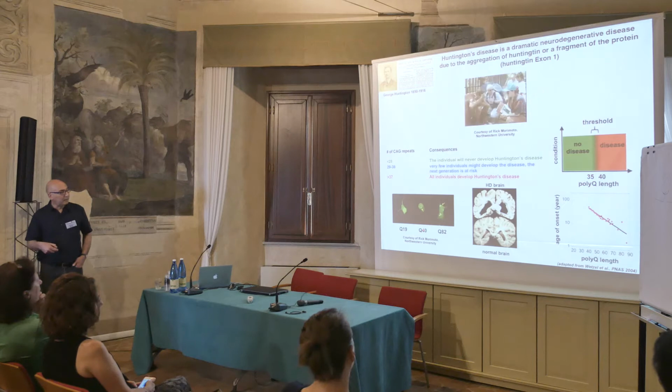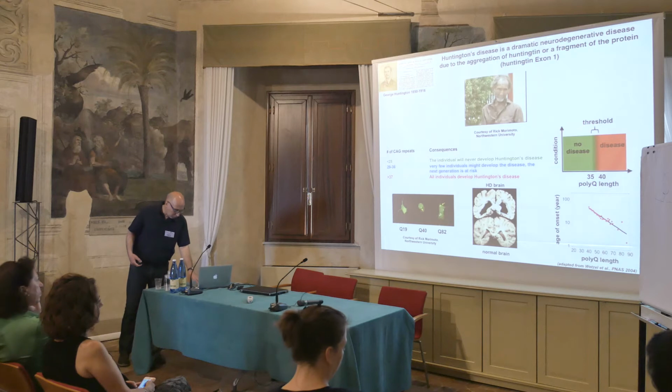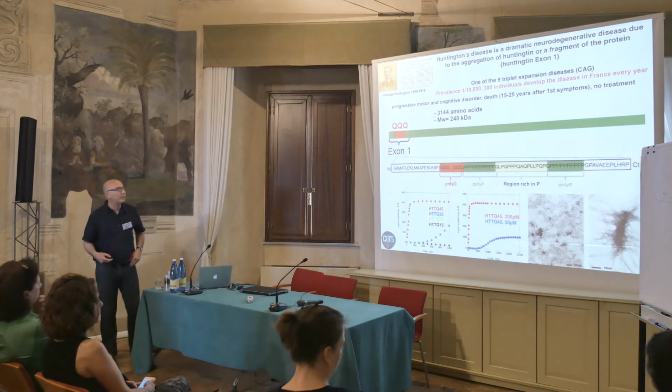With 40 glutamines, the protein starts aggregating in neurons while it's soluble before, and the more glutamines you have, the more aggregates you have. You have neurodegeneration, and there is a relationship between the age of onset and the number of glutamines. It's a simplified way of presenting things, but the more glutamines you have, the earlier you will develop the disease.